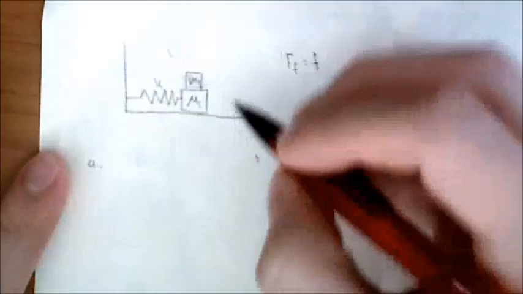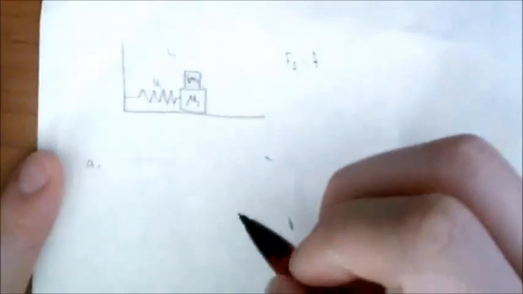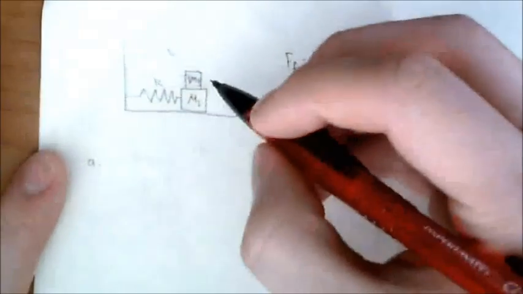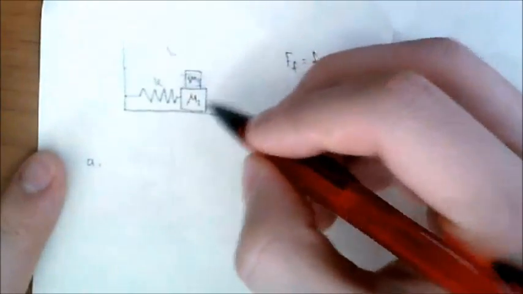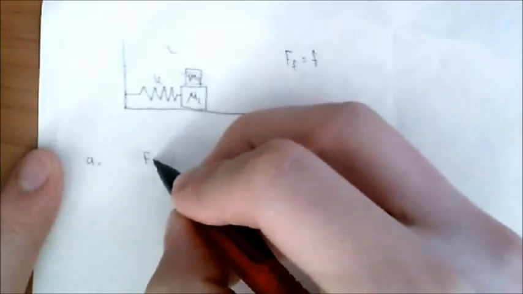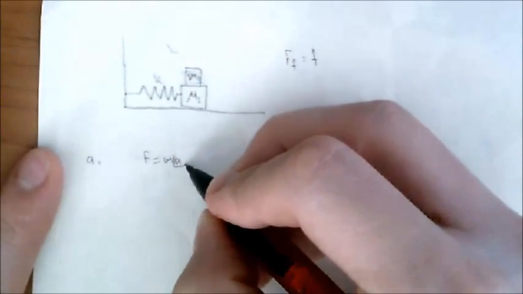So part A is asking us for the maximum acceleration that can be placed on mass 2 without mass 1 slipping. Since it says no slipping, the acceleration of mass 1 has to be equal to the acceleration of mass 2. Using Newton's second law, force is equal to mass times acceleration. So we're trying to find this acceleration right here.